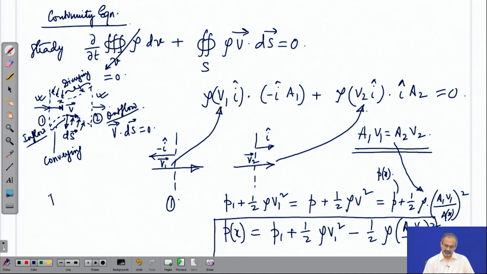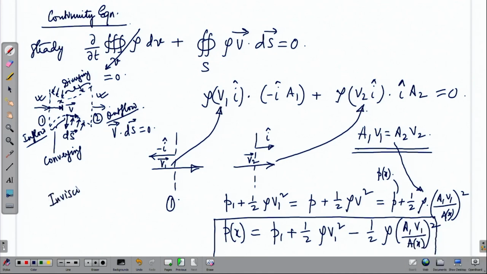Again remember that we have considered the flow to be inviscid, incompressible and devoid of body forces, and that is why we could apply the Bernoulli's equation.